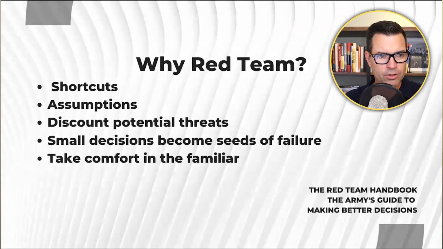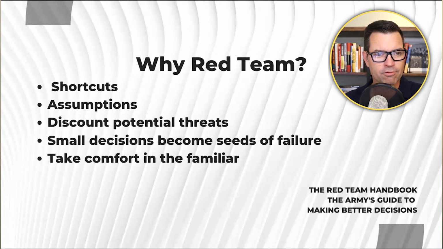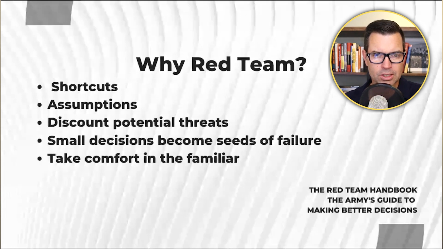The third reason to red team is that we make many small decisions that are individually close enough, but when joined together become the seeds of failure. Number 4, we discount potential threats because we don't fully appreciate the likelihood of occurrence or the complexity of influencing factors. So we discount: this might happen, but it's probably not going to happen. Kind of goes back to that cavalier cowboy attitude.